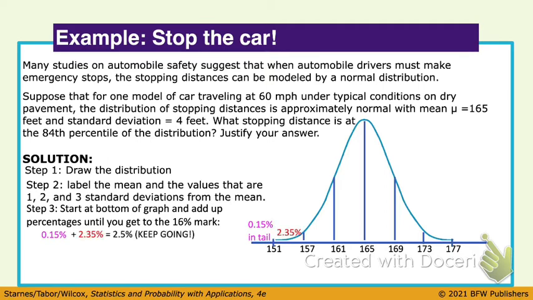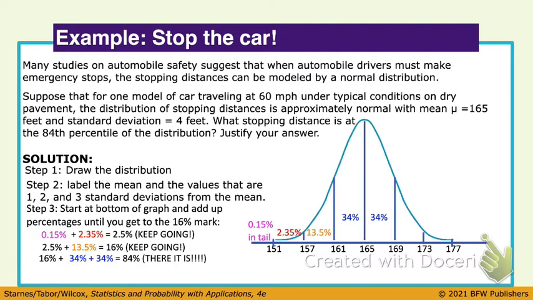When I add these first 2 sections, have I gotten to the 84th percent mark yet? No, I'm only at 2.5%, right? So 0.15 plus 2.35, I haven't gotten to 84% yet, so I'm going to keep going. I'm going to take 2.5 and add the next section, 13.5. I'm at 16%. Have I gotten to 84 yet? Nope. I add the next section, which is 34%. I would be at 50% at that point, right? The middle is 50%. I'm not there yet, so I go again. 34%. Now I'm at 84%.